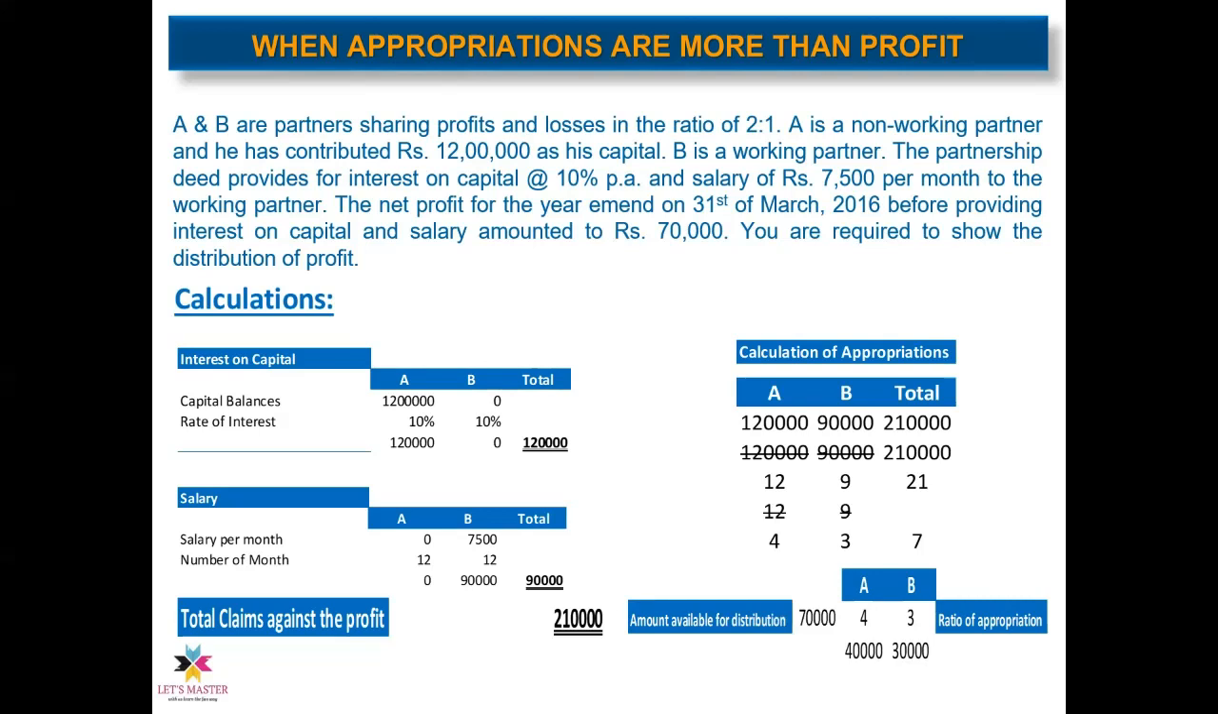So this is how the appropriation is done when the total amount that needs to be paid to the partners on account of different claims, that is interest on capital and salary, exceeds the profit. Here we have only two things, that is interest on capital and salary. If there had been commission or some other charges, then this amount would have changed. So this is how the amount available for distribution is divided or appropriated among the partners in the ratio of appropriation.